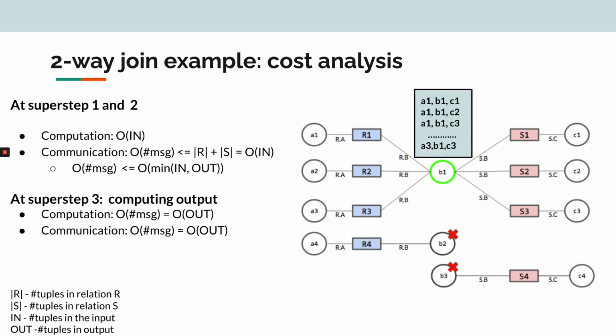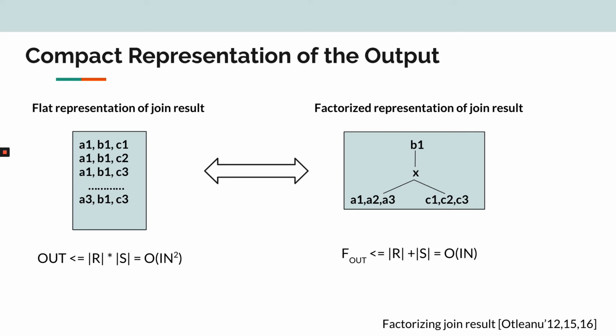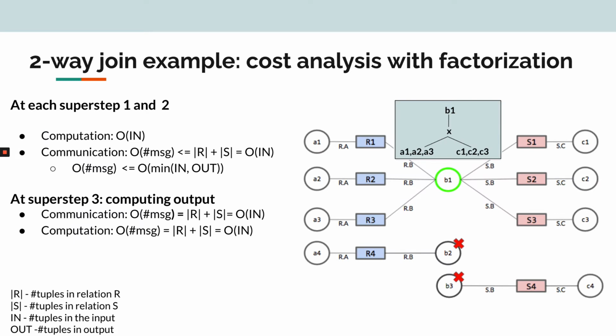And assuming that the join results are sent to a centralized location, communication is also linear in the size of the output. We can improve the cost of super step 3 if we consider a more compact representation of the output. In the worst case, we can have such instances of R and S that all tuples join, and the size of the output will be n squared. But with the more compact factorized representation, we can reduce the size of the output to be just n. Building it requires less computation, and it incurs less communication to transmit factorized output in this example. And here is the updated analysis of super step 3, where we take into account the factorization.